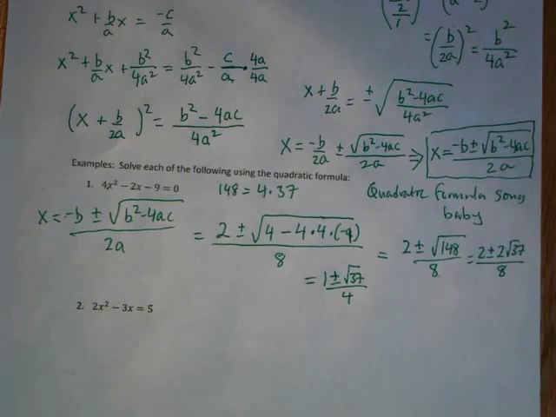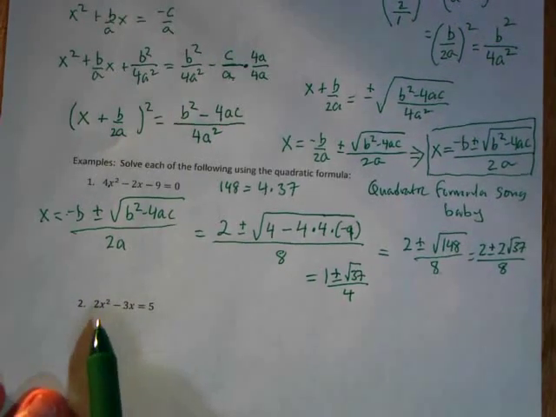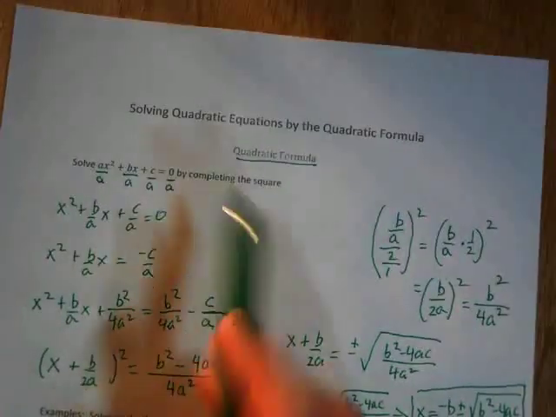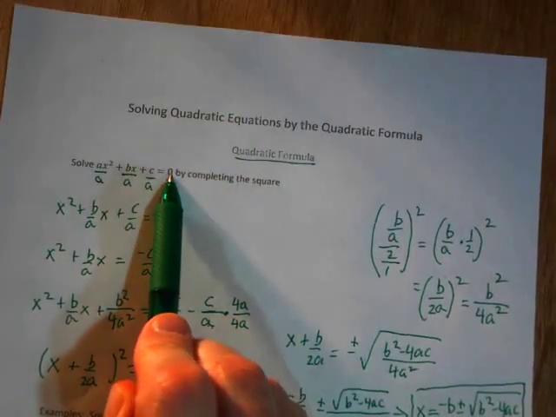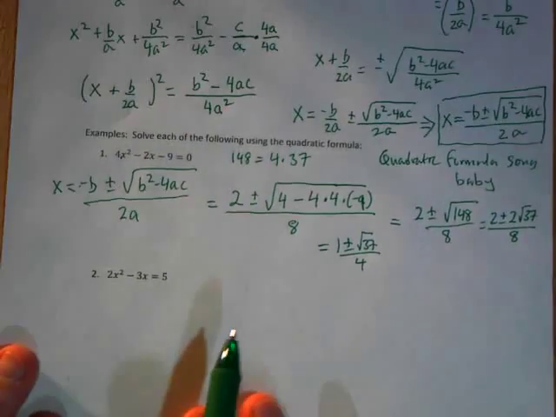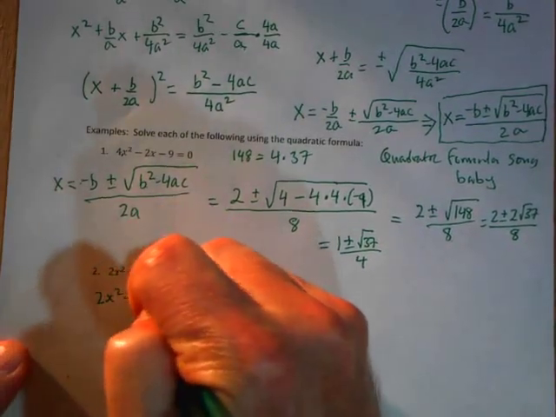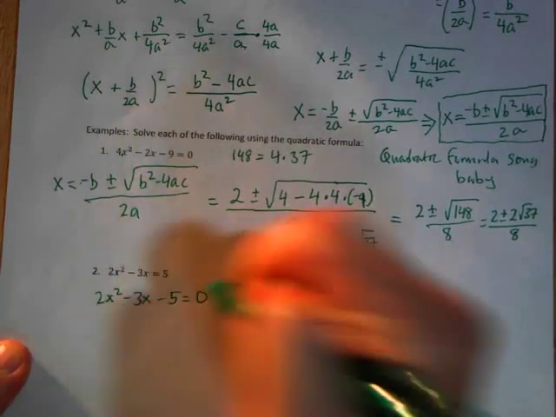Okay, let's take a look at the next one. Same deal. If I had to complete the square, I'd have to divide by 2, which would give me a whole bunch of ugly fractions to deal with. Now, the one thing with this one is, to use the quadratic formula, you've got to have the 0 on one side. So be careful of that. 2x squared minus 3x minus 5 is 0.